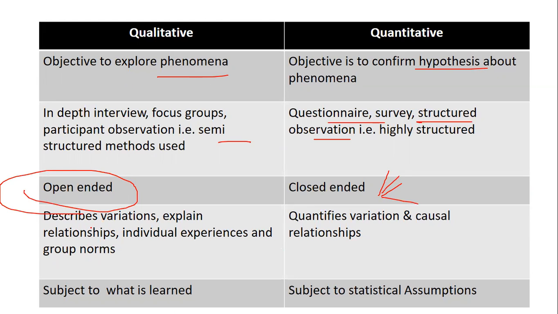Qualitative describes the variations and explains the relationship. As I said, it is much more in the form of a description. Whereas quantitative quantifies variations and causal relationships. So qualitative is subject to what is learned, and quantitative is subject to statistical assumptions. So here the outcome is based on learning, and here it is with respect to statistical assumptions.